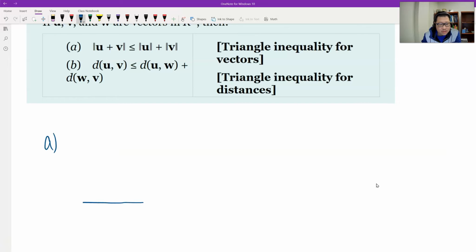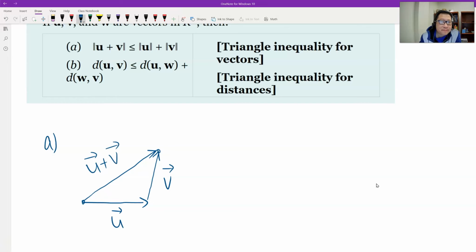If this is vector u, I draw another vector, this is v, and then I link the beginning to the end. I should find the sum, right? So this is the sum u plus v. Can you see? We do have this triangle.